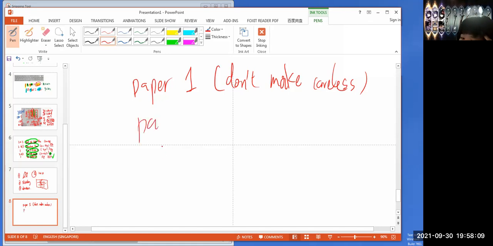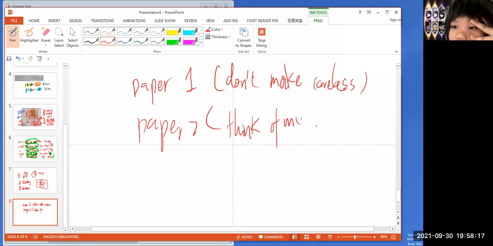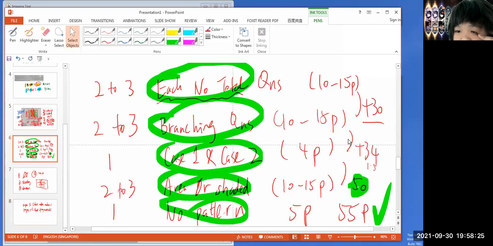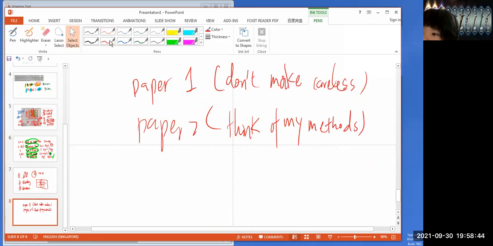Okay, then for paper 2, like I say, if you encounter a question, you just think of my method, like, hey, how Mr. Lu is going to solve this question. All here. How many? 1, 2, 3, 4, 5. Only 5 methods. One of the 5. Simple, right? So you just need to think, hey, how Mr. Lu will solve this question. Okay, one of the 5. Right? Then of course, last but not least, time management.